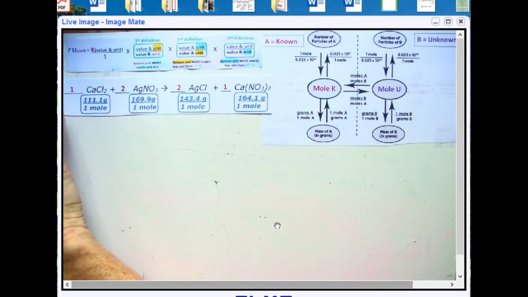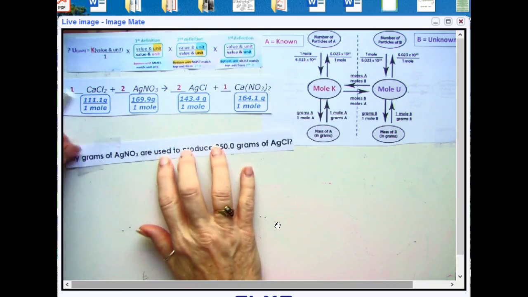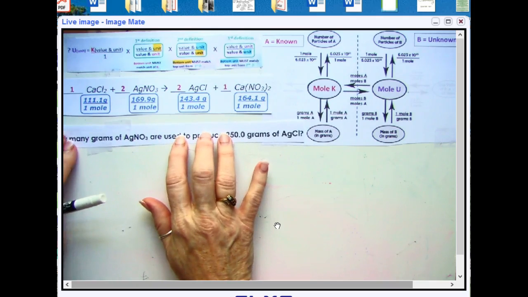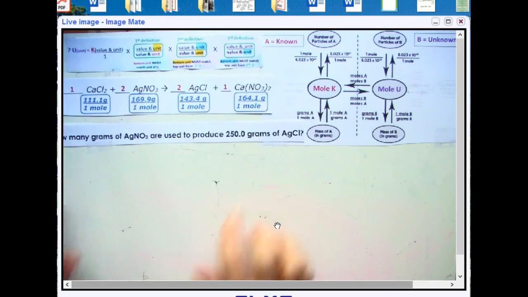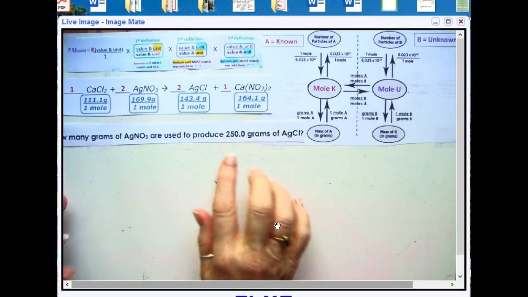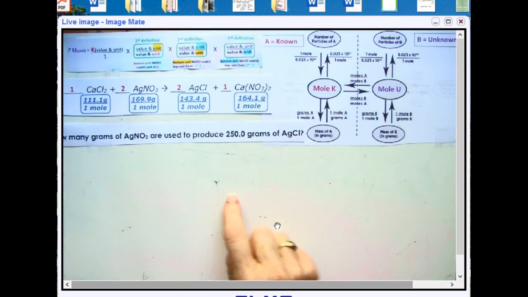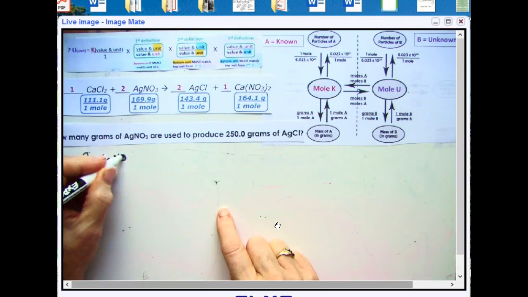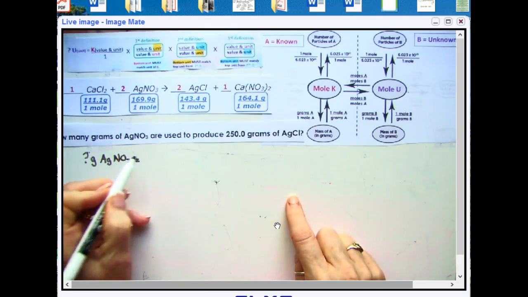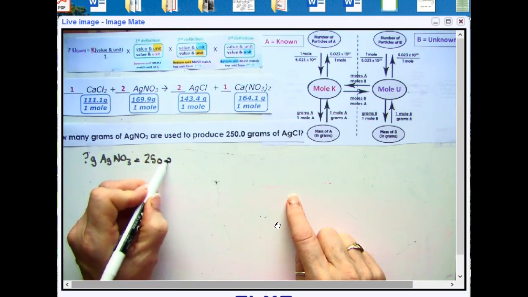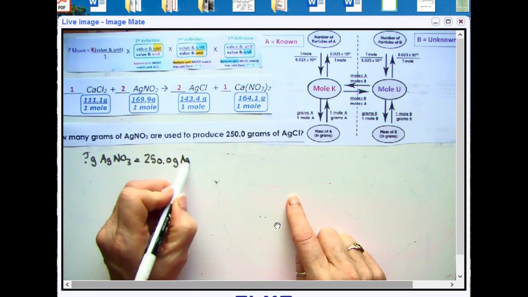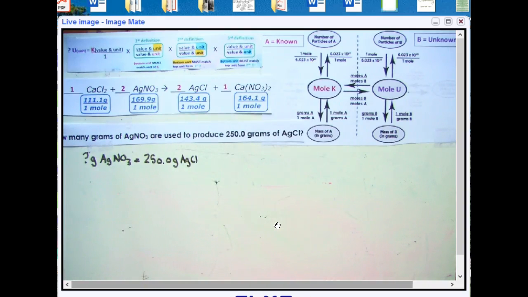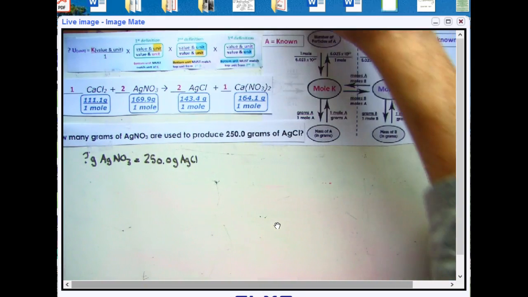All right, so the very first question I want to do is this. We're going to ask how many grams of silver nitrate are used to produce 250 grams of silver chloride. So what's our problem? Our problem says how many grams of AgNO3 equals 250.0 grams of AgCl. That's our known and our unknown.